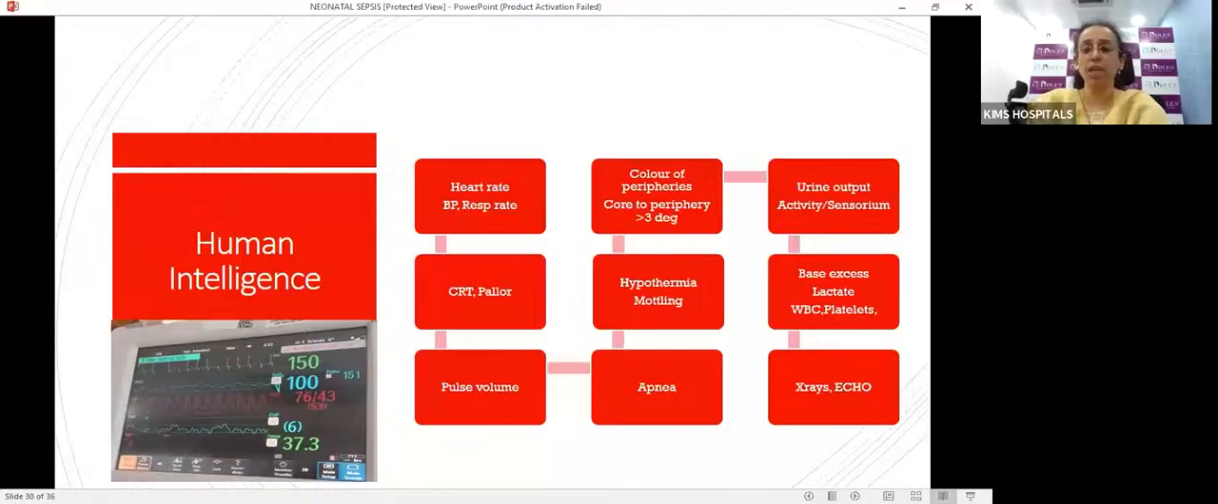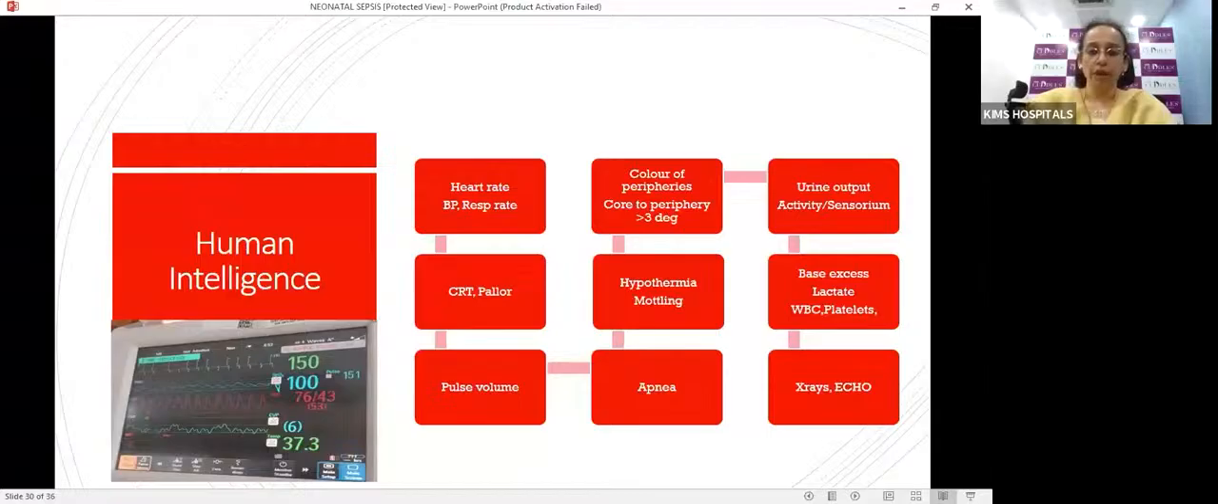and subsequently we should see the overall 24-hour urine output, activity of the baby, sensorium, then the lab values, like is there any increased base excess, trend of lactate, whether it is decreasing or increasing, trend of WBC decreasing, platelets decreasing or not. And we have to take the help of X-rays and echoes and identify the sepsis in these babies. This we are doing successfully, and we are able to save so many babies. But with the support of artificial intelligence, we can save more and more babies.